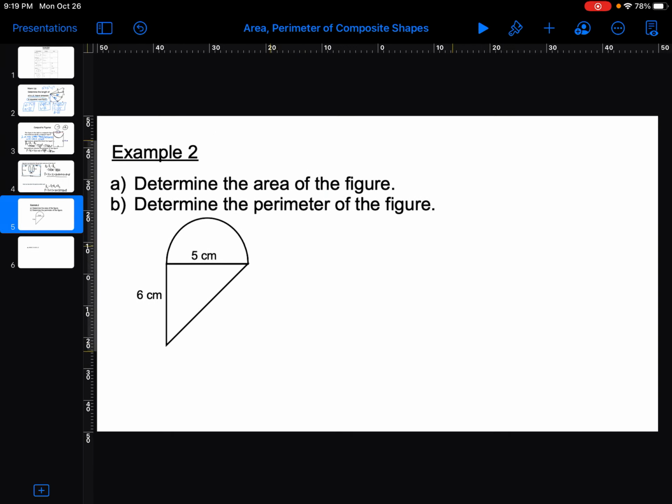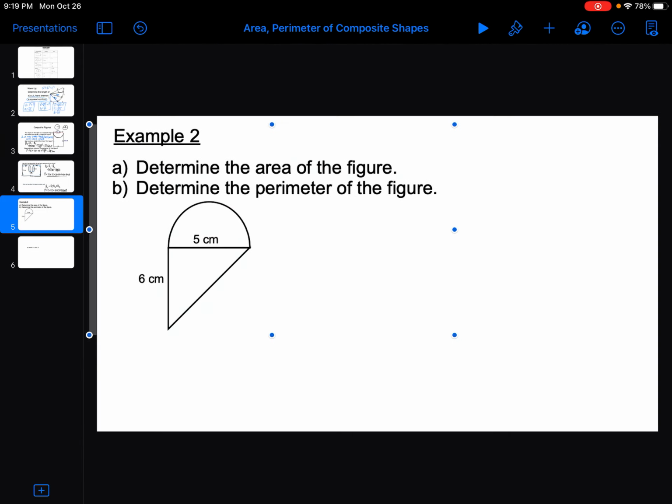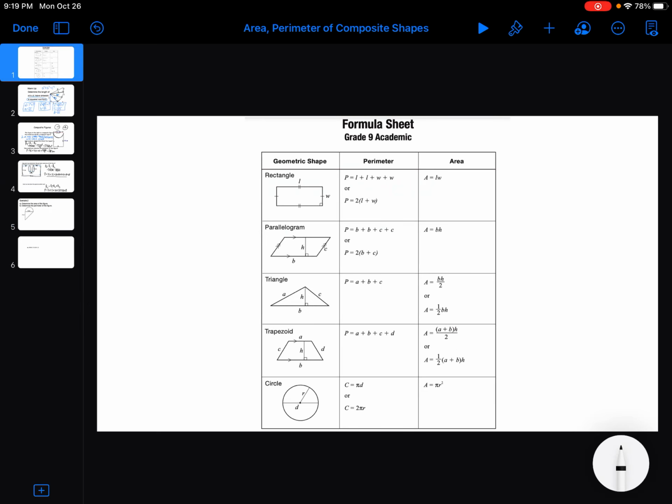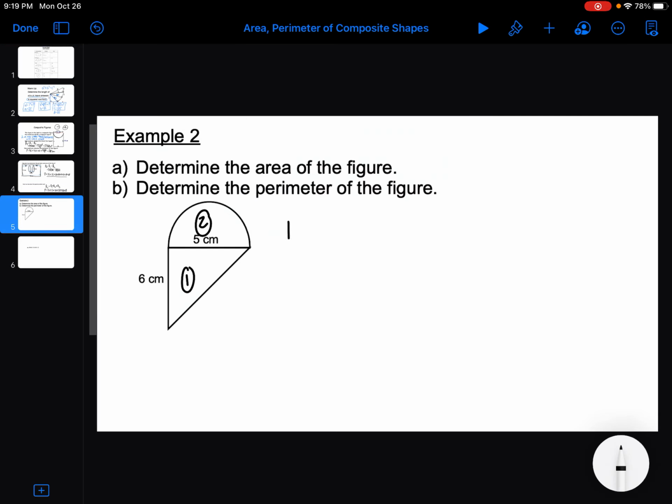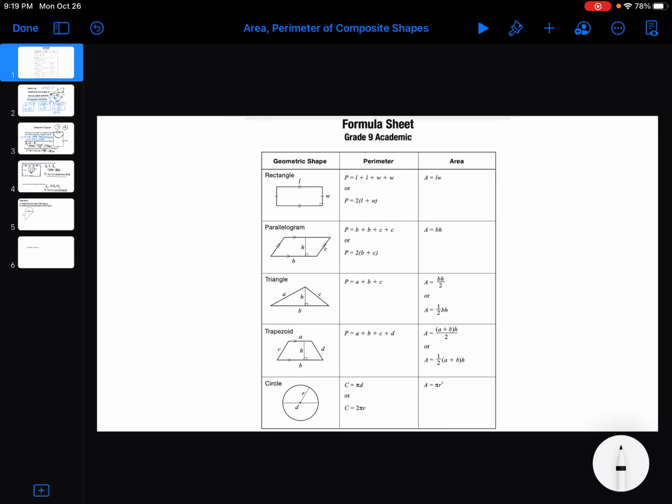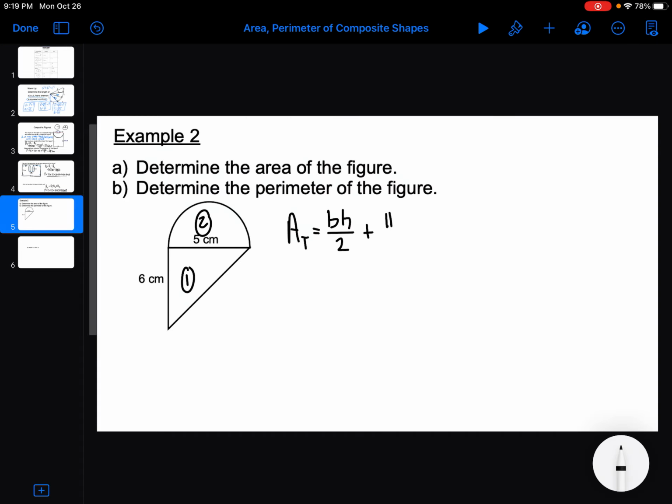It says determine the area and the perimeter of this figure. Okay, the area is pretty easy. We've got shape 1, shape 2. We're going to use our formulas. We know the area of a triangle is half base times height, or base times height divided by 2. So we'd have area total equals base times height over 2, plus, we just have half of a circle. So again, circle area is pi r squared. So we've got plus pi r squared over 2.